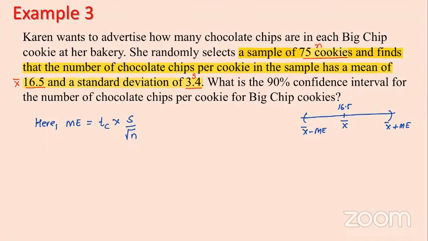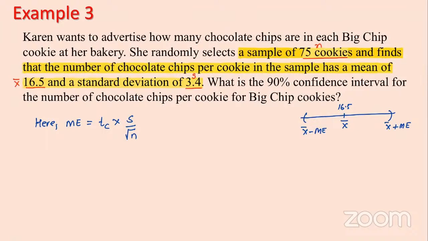Right. So when you see the sample standard deviation, then the distribution will be t distribution. So we use the t critical times the sample standard deviation over square root of n. So if I want to use this formula now, I have the sample standard deviation, which is 3.4. I know the sample size, that is 75, but we don't have t critical, right? So first of all, we are going to draw that distribution and find that t critical.